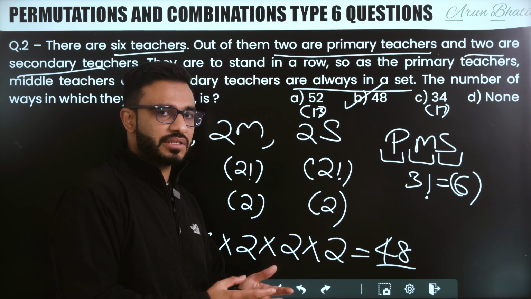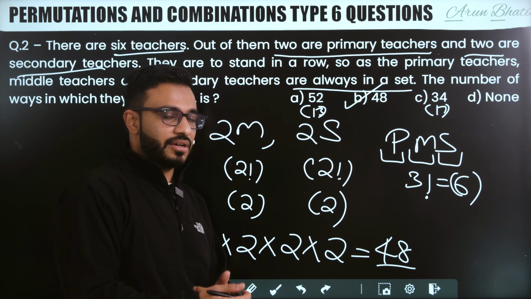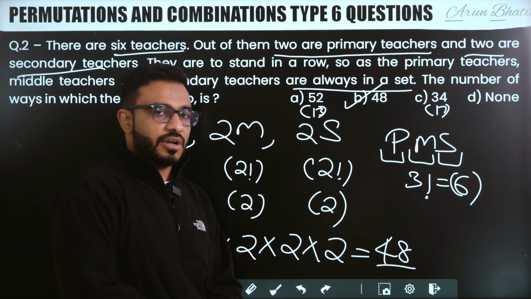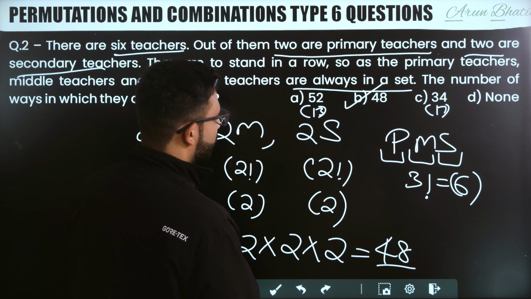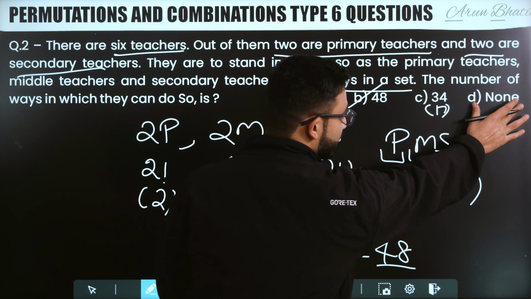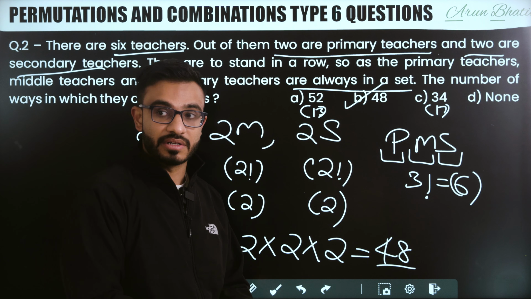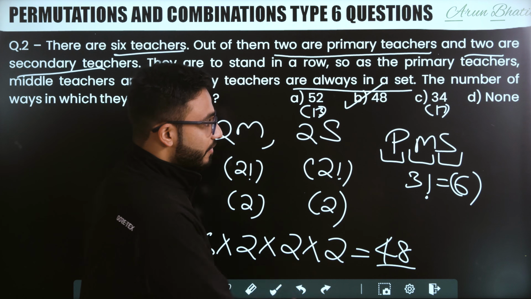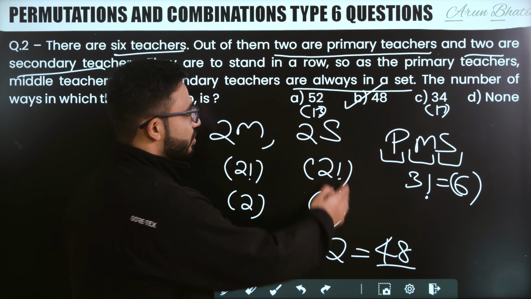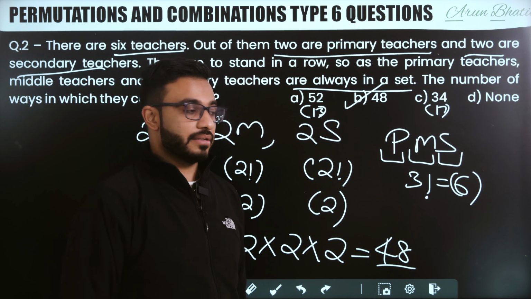You can also think about this by applying some common sense. The D option is none, which we also have to consider, so we had to solve this, which we just did. It's pretty easy. So 48 is the answer again. Thank you.